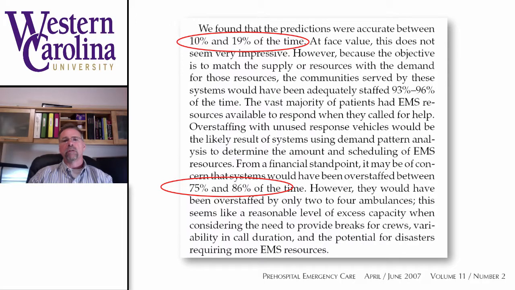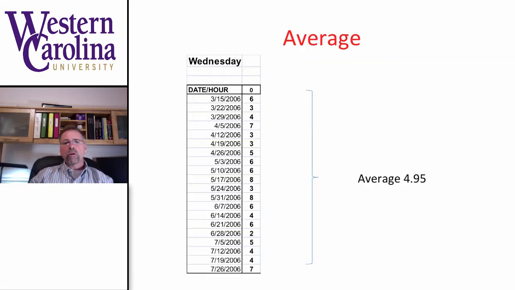One of the things they found is that the predictions were accurate between 10 and 19% of the time, which is a very low rate. However, from the financial standpoint, it can be a concern that the system would have been overstaffed between 75 and 86% of the time. That's also a concern. So we'll look at some other methodologies that can potentially be a little more accurate in terms of staffing. But we want to start this week by looking at these specific components.